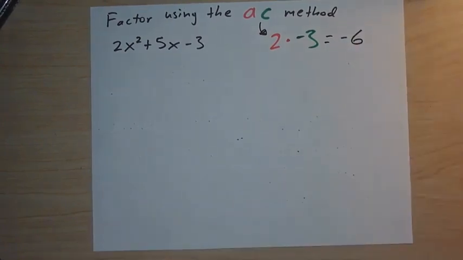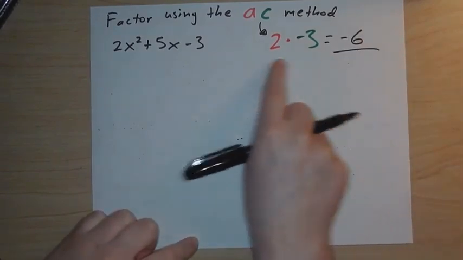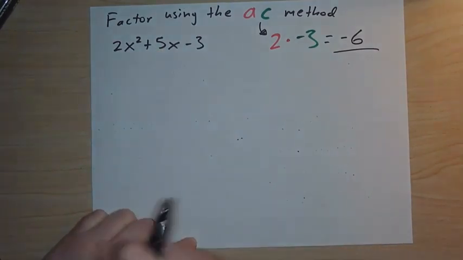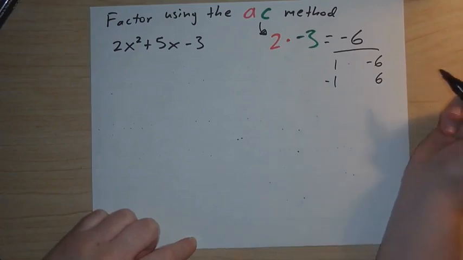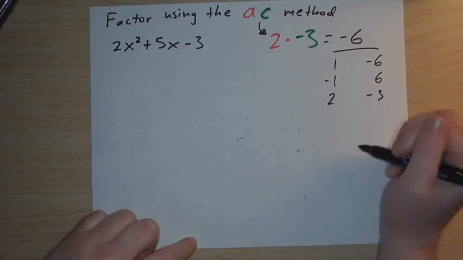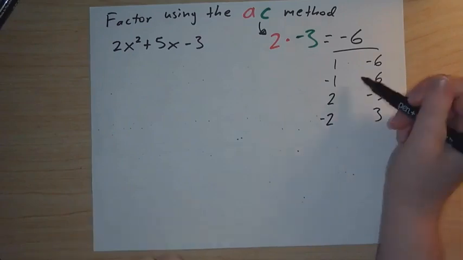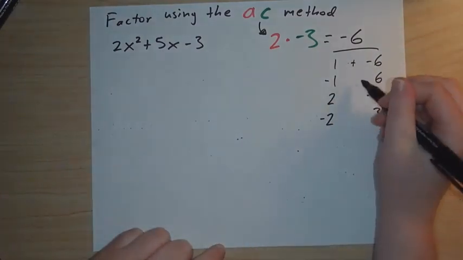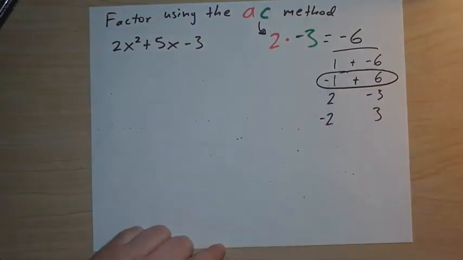Right? We are going to look at the factors of negative 6 and find out what gives us our B, which is positive 5. So the factors of negative 6 are positive 1 and negative 6, negative 1 and positive 6. We have 2 and 3, so we have positive 2 and negative 3, and negative 2 and positive 3. And looking through here, if we add them, 1 plus negative 6 is not positive 5, but negative 1 plus 6 is in fact positive 5, so these are the factors we're going to go with.